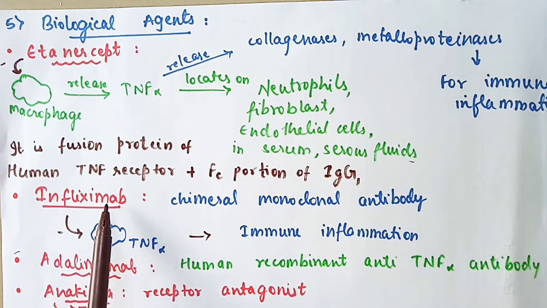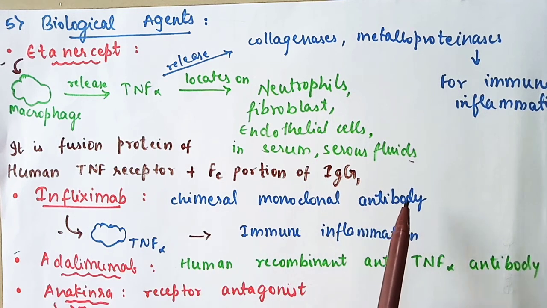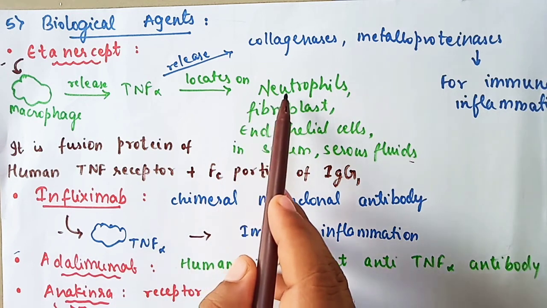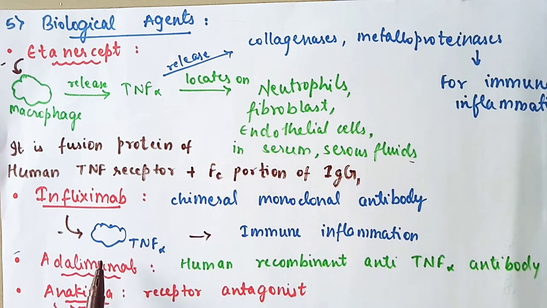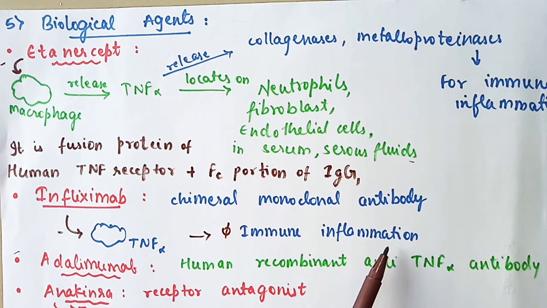Let's see infliximab. Infliximab is a chimeric monoclonal antibody, and this antibody is again binding on TNF alpha and inhibiting this TNF alpha. Since this will be inhibited, no activation of various cells like lymphocytes, and immune inflammation would not take place. Now let's see adalimumab. It is a human recombinant anti-TNF alpha antibody. So this antibody also does the same work as infliximab and no immune inflammation.